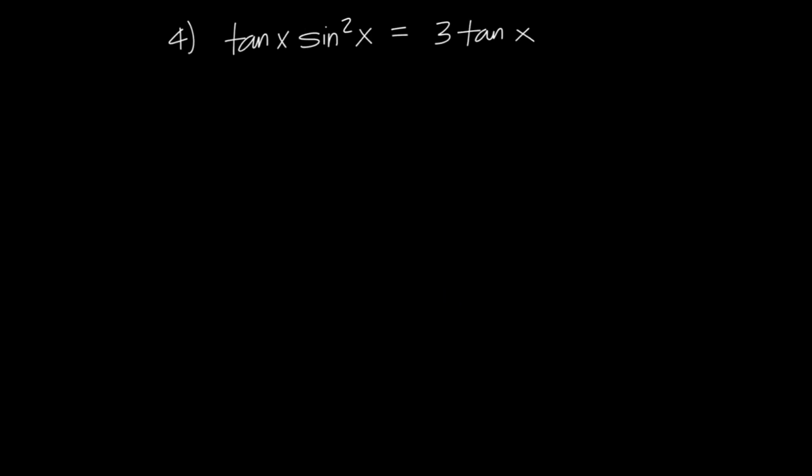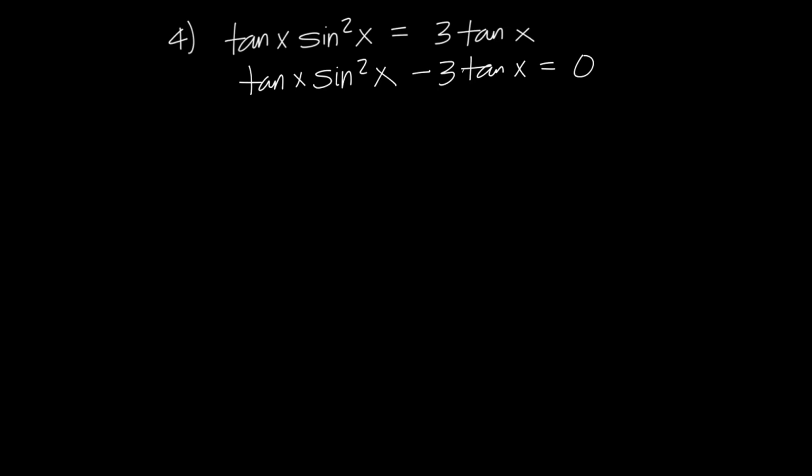Now this example is a little bit different because I've got two trig functions going on here. So what should we do in a case like this? Well, almost always you're going to bring everything to one side. Now do not divide both sides by tangent x. If you do that, you are going to lose a solution somewhere along the way. Instead, subtract 3 tangent x on both sides.